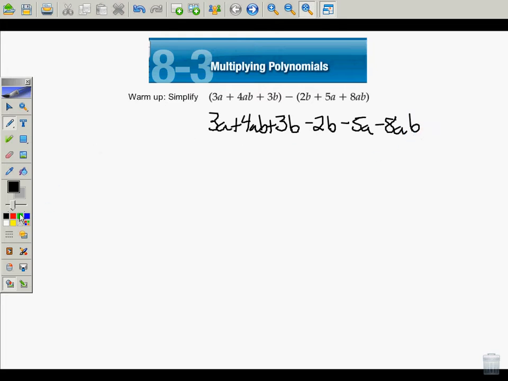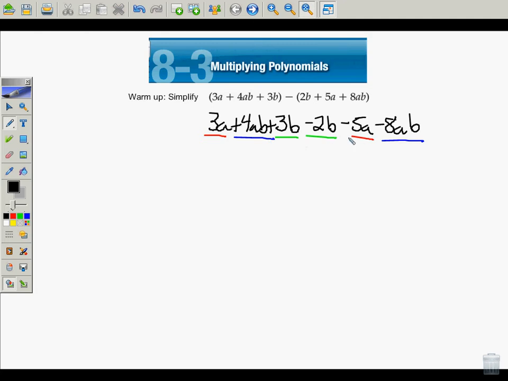Then I just work at combining my like terms. I can see I have terms with just an a in them. I've got terms with just a b in them. And then I also have terms with an a and a b in them. And since everything's just raised to the first power, we've got sets of like terms. So I'm just going to combine them.